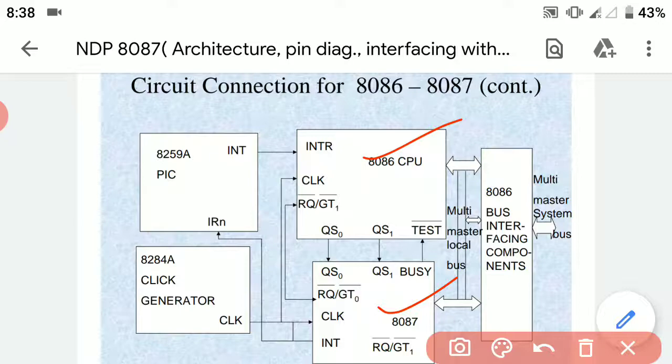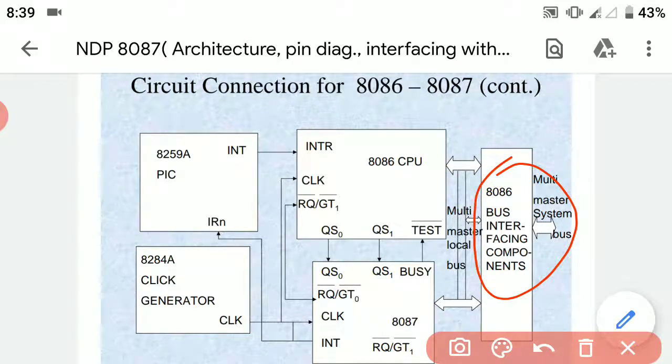We have included other two chips, that is 8259, which is our interrupt controller, 8284, which is our clock generator, and the last component is the bus interfacing component. This is how we can connect an NDP mathematical processor 8087 with the 8086, which is our main processor.